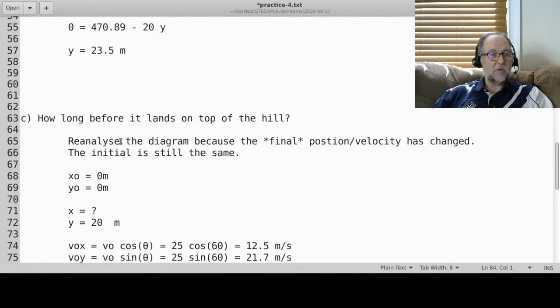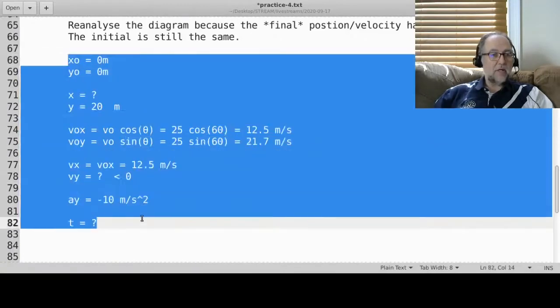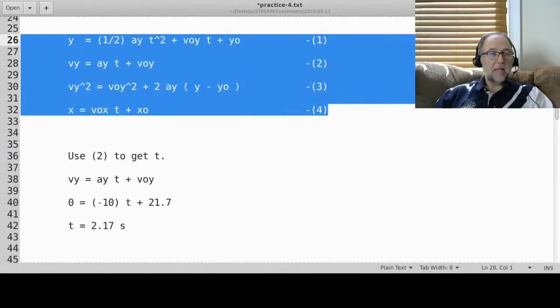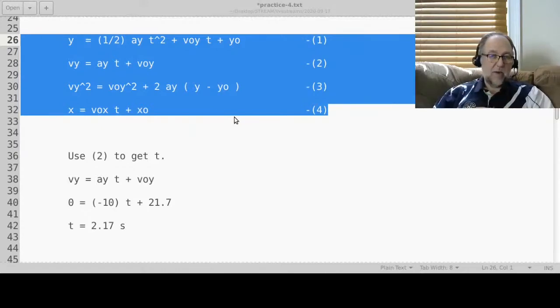And what are we asking for? It says here, how long before it lands on the top of the hill? You take a look at the numbers that you have, and you're obviously trying to solve for time. You go back to the equations that I've given you and ask, what do I know? What do I not know? You're solving for time, so it's either 1, 2, or 4. Number 4 you can't use because it's horizontal information, and you don't know how far x is, so you can't solve for t, because then there are two unknowns.